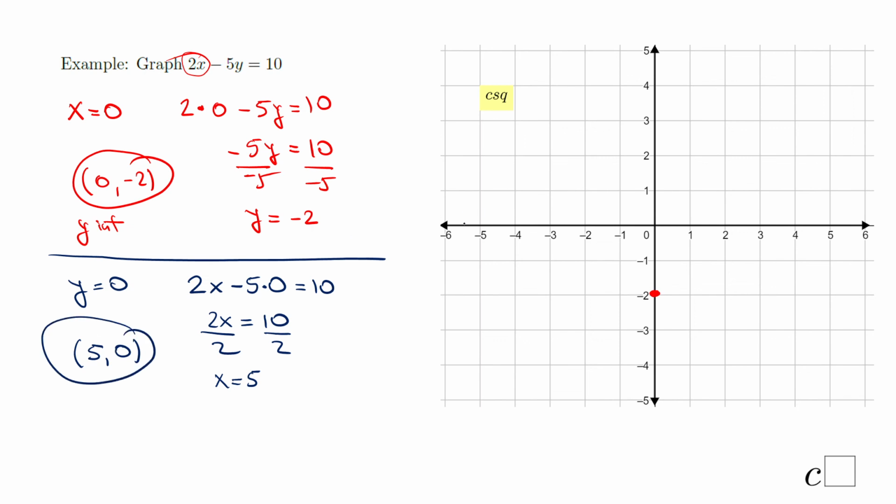So I can plot this point, and like I said, you don't need any other point. We have 2 points, we can graph the line, and that's it. This is the graph of the linear equation 2x minus 5y equals 10.